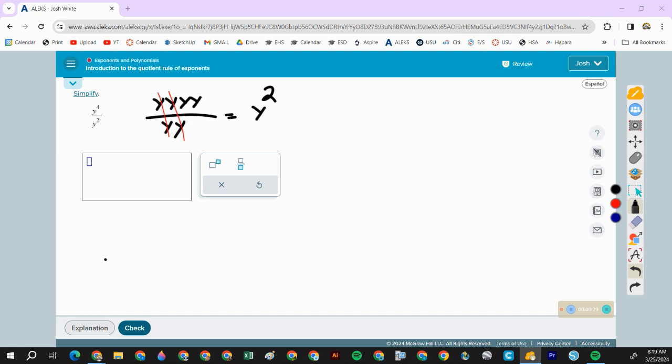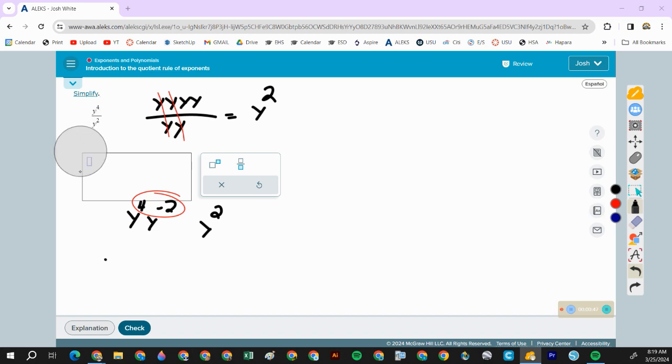So we can actually perform this calculation without drawing them out. It would just be y to the fourth. And then if we move this to the top, we get y to the negative 2. And we add those together, and we get y squared.